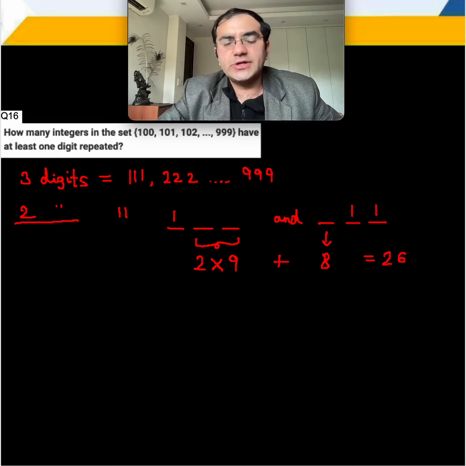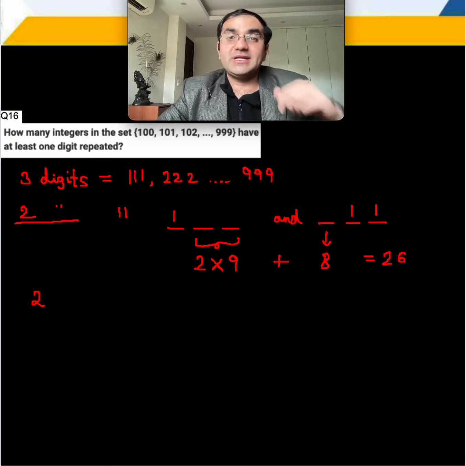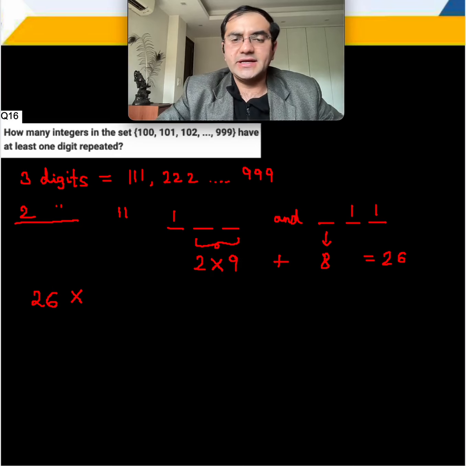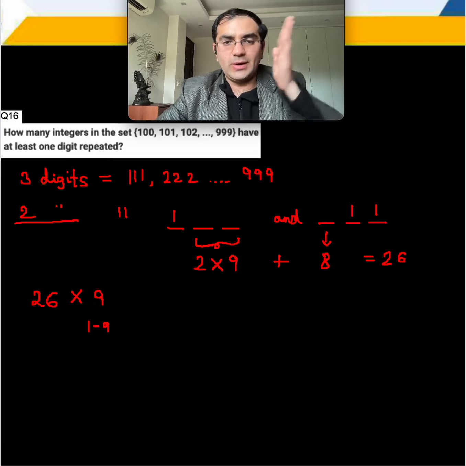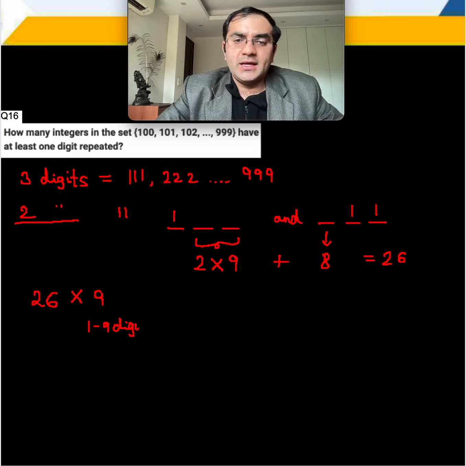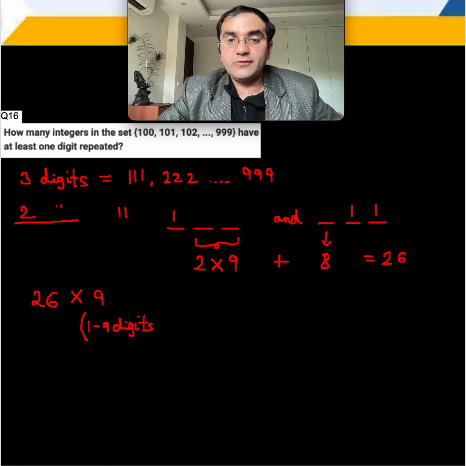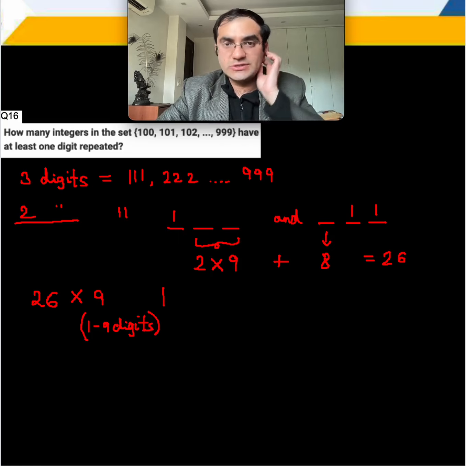Similarly for 22, 33, 44, 55 up till 99. So basically I get a total of 26 into 9 cases. Why 9? For the digits 1 to 9. Okay. Now which case did I not consider? 11, 22, 33, 44. I did not consider 00. So what are the numbers that can be found with 00?